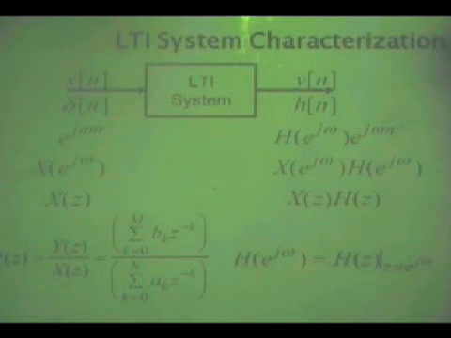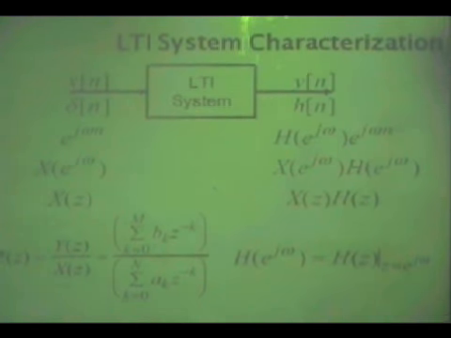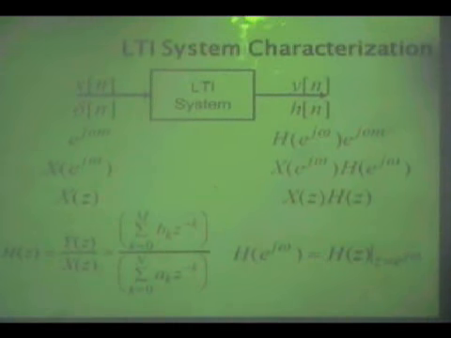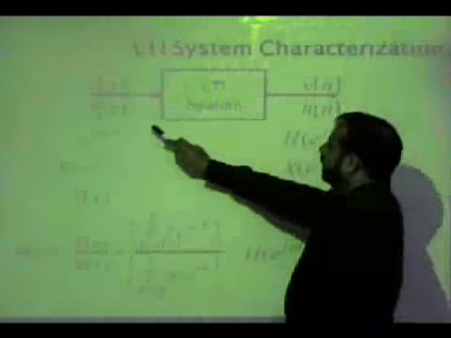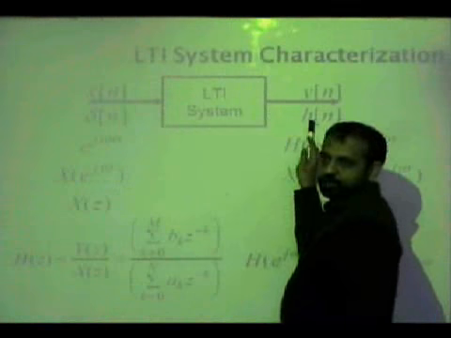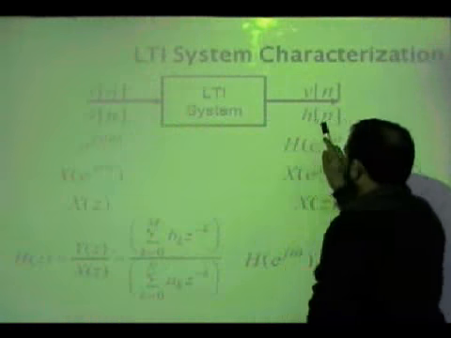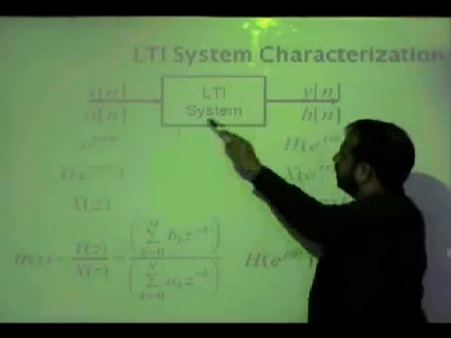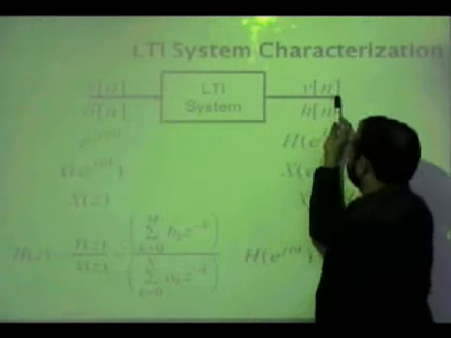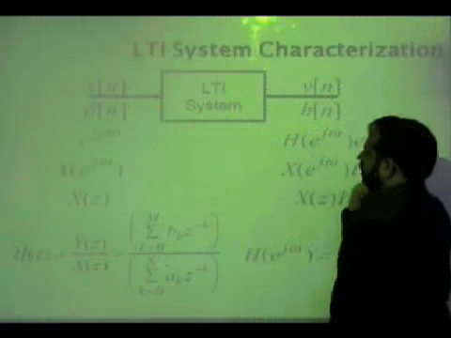A system that is an LTI system, a linear time invariant system, can be characterized by an impulse response. For delta of n, you get h of n. So if you know this, you can find the output of a system due to any input x of n.